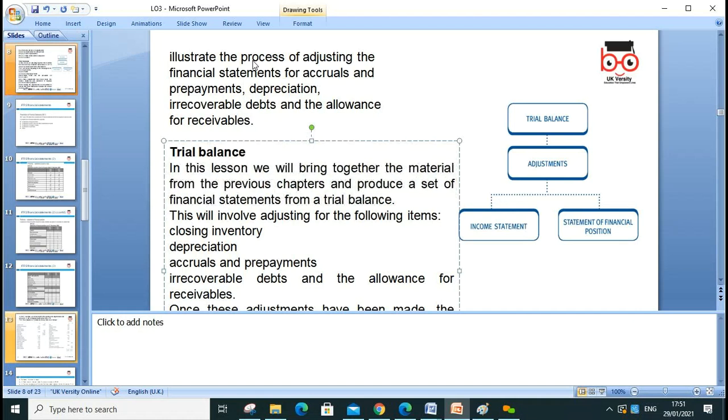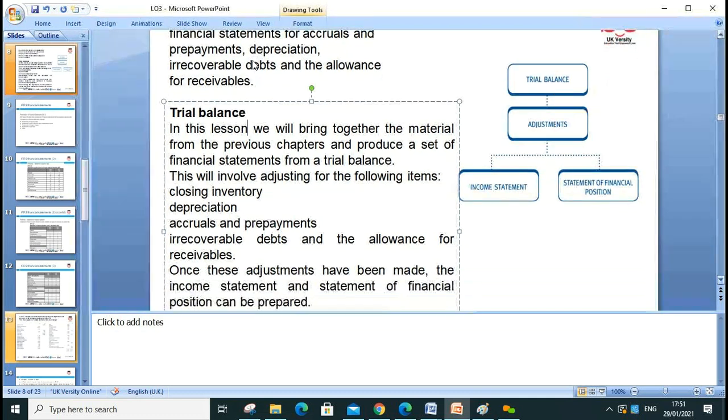Yes, I have copied the link. We will bring together the material from previous chapters or previous periods, and we can produce the trial balance, adjustments, and we can prepare the two statements. Okay, any question here?